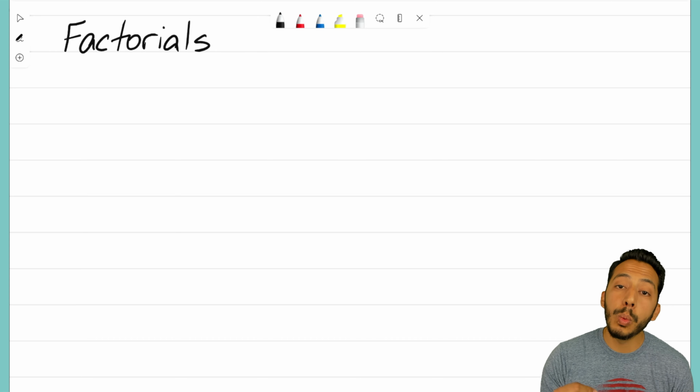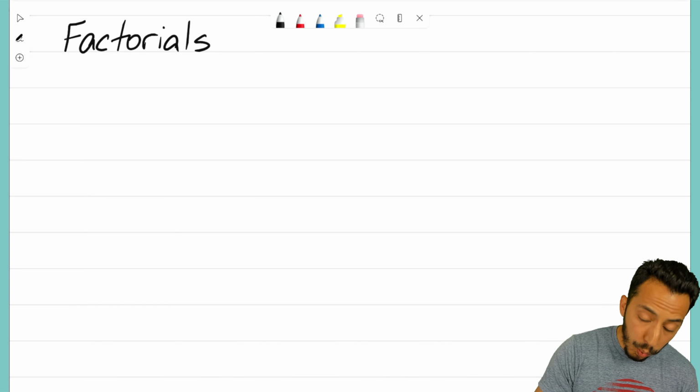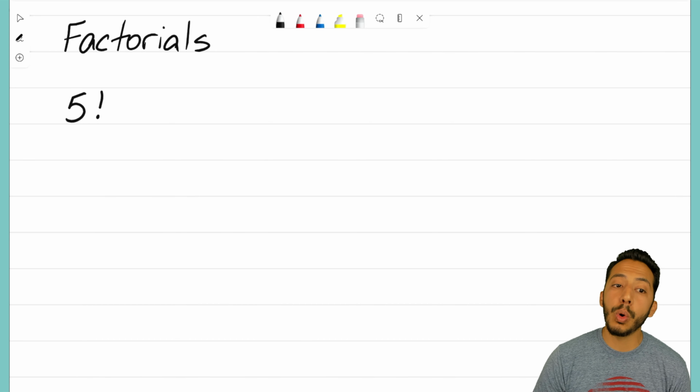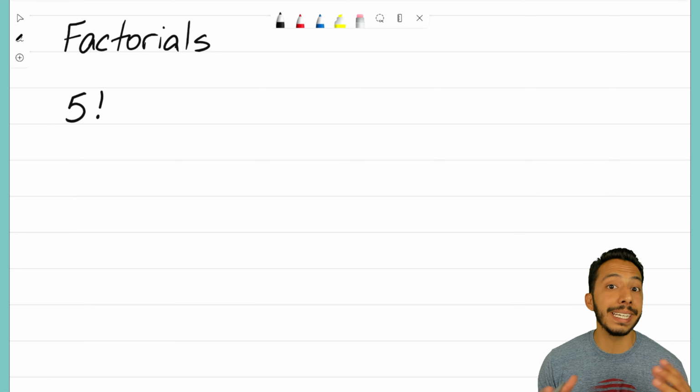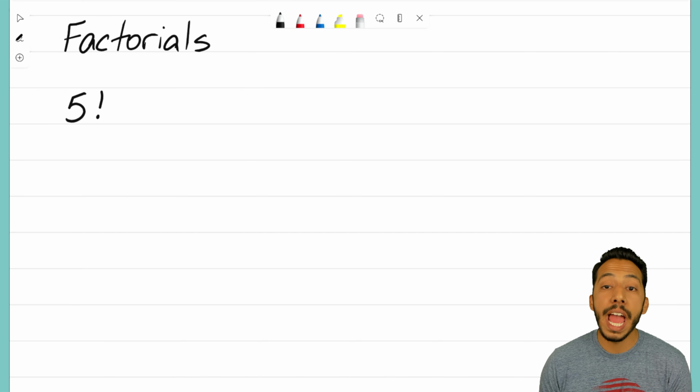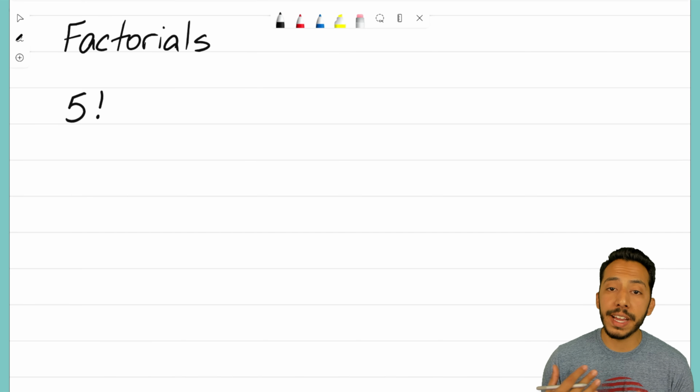We denote it with an exclamation point. So one example we could have for factorial would be 5 factorial. That's how we write it. It's 5 exclamation point. It's not like being excited like 5! No. It's just 5 factorial. That's how we write that out. Okay? And what does it mean to have 5 factorial?